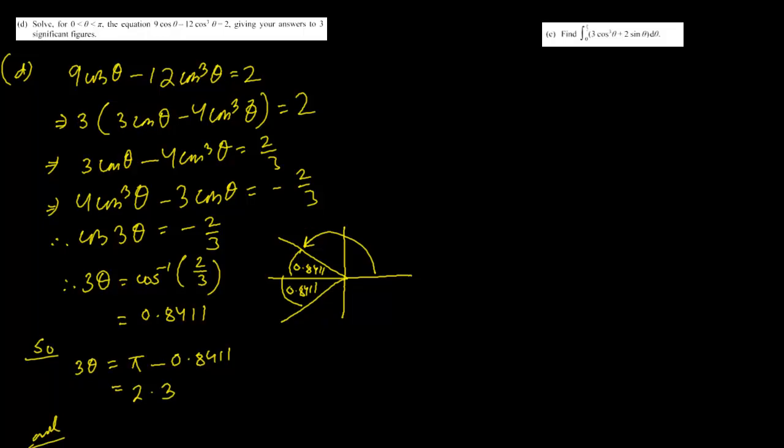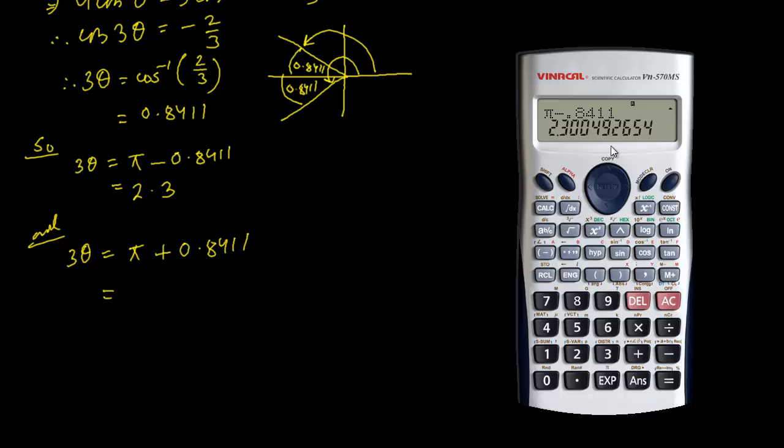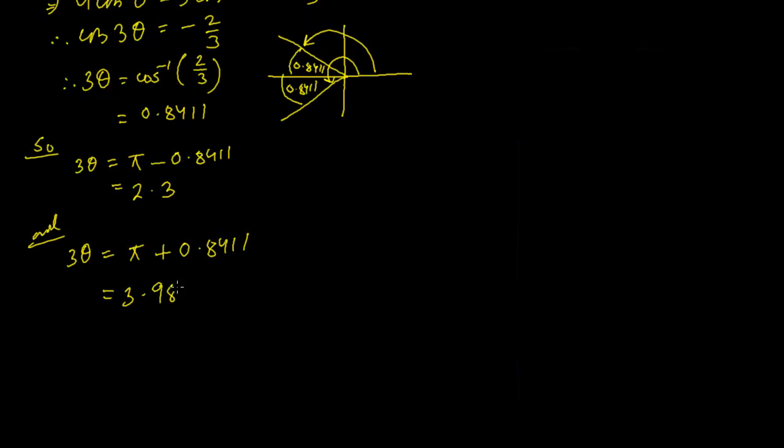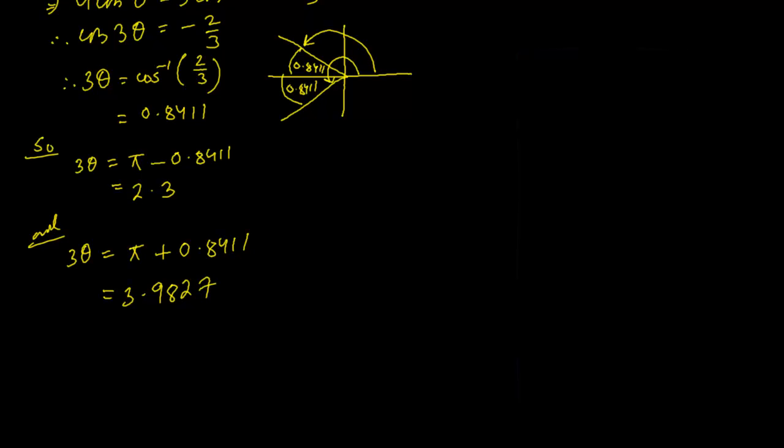And after that, we get 3 theta equals, now we have the third quadrant over here. So that is 180 degrees plus, so pi plus 0.8411. That would be 3.9827. Let me check. 3.9827. Okay.